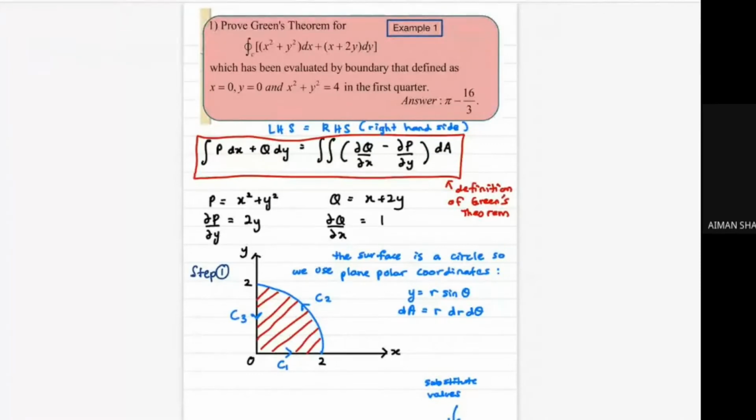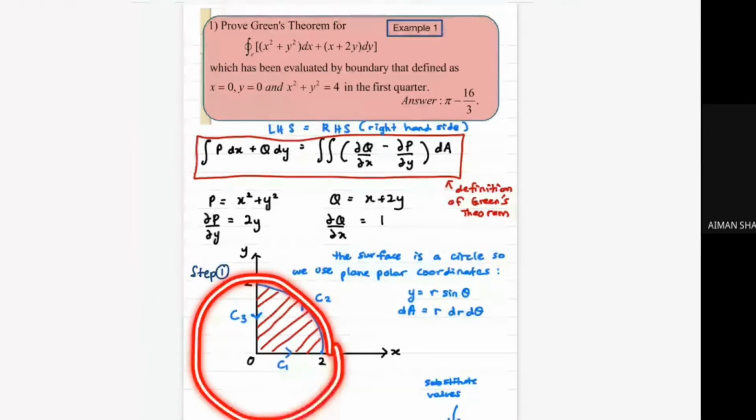I have sketched the region here. You have this x and y axis, x equal to 0 here and y equal to 0, and this is the curve for x squared plus y squared equal to 4. Actually you would get the full circle, but the question says in the first quarter, so just take the first quarter here.